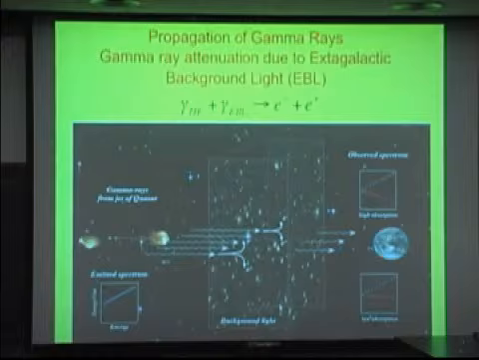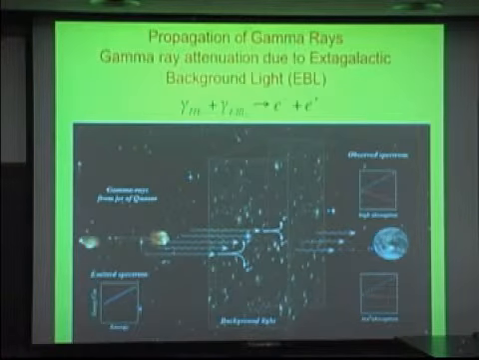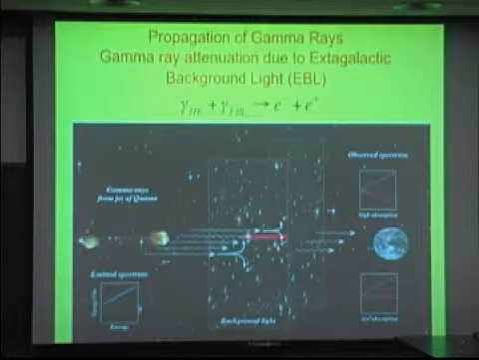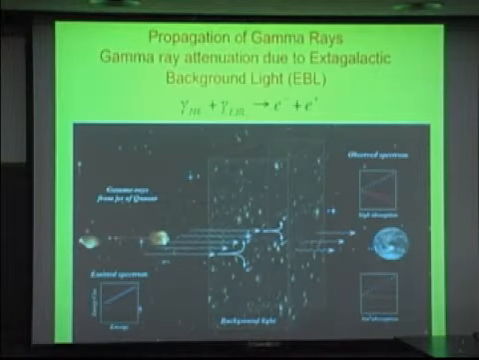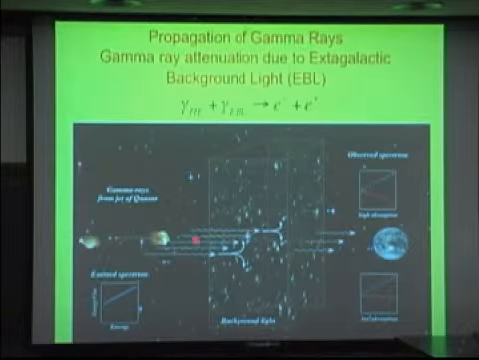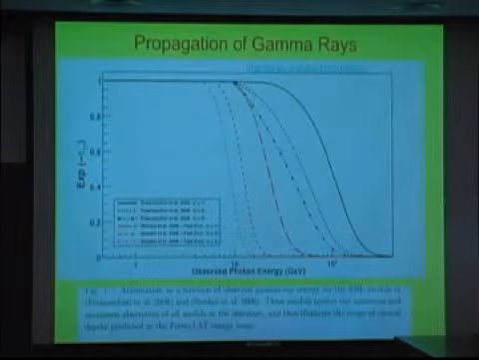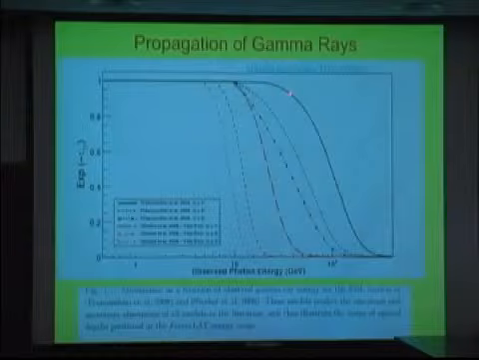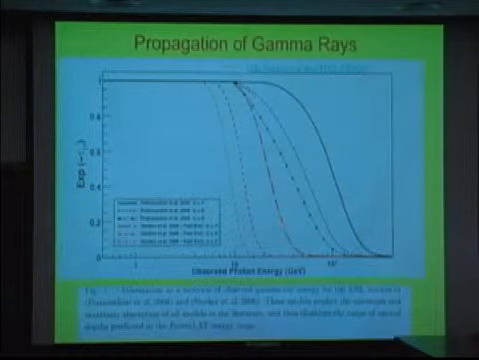Another thing that can be done with the gamma rays is using them as a probe of intervening medium and measure the amount of basically lower energy photons by noting how an observed spectrum differs from what you expect. And you can study this extragalactic background light. The other thing to point out is that you cannot see forever in gamma rays.